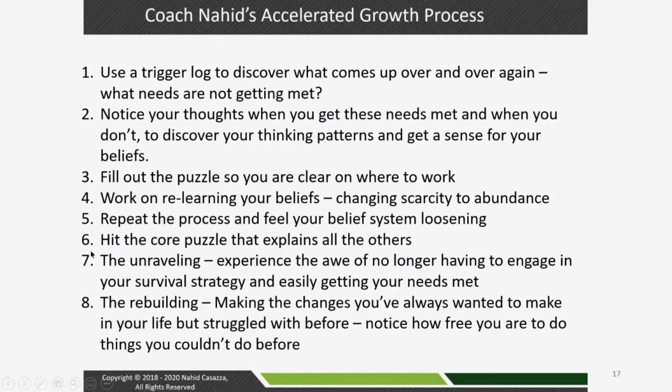And then you hit the phase I call the unraveling. That's when you suddenly realize that you don't need your survival strategy any longer, because you start realizing that the thing you needed wasn't scarce after all. And you start allowing yourself to receive it. So then you continue to work on getting your needs met, but you're starting to get your needs met in other ways. And so you start feeling like, wow, I don't have to do that anymore.